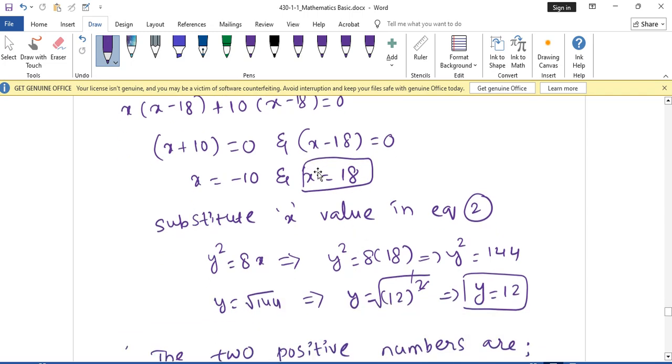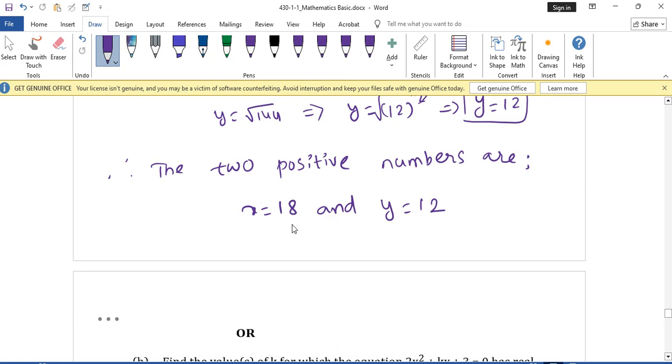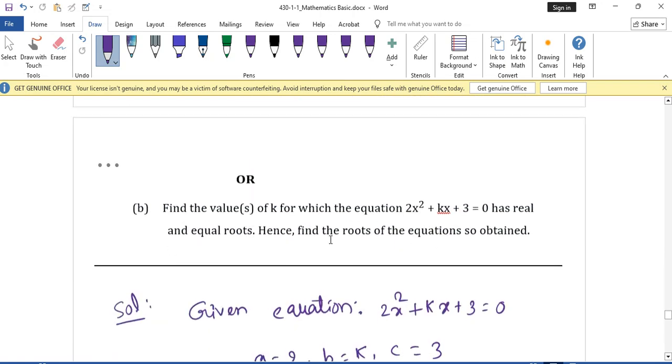Always take the positive value and substitute this x value in equation number 2. That is y square is equal to 8x. y square is equal to 8 into 18. y square is equal to 144. y is equal to root 144, which we can write as 12 whole square. So the square root cancels the square and y is equal to 12. Now we know the x value and y value. So the two positive numbers are x is equal to 18 and y is equal to 12.